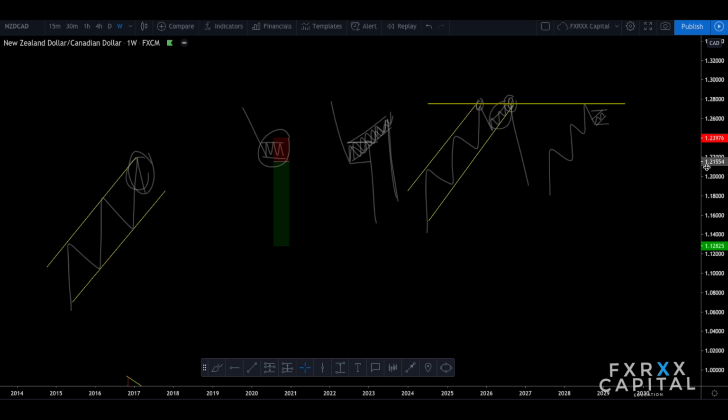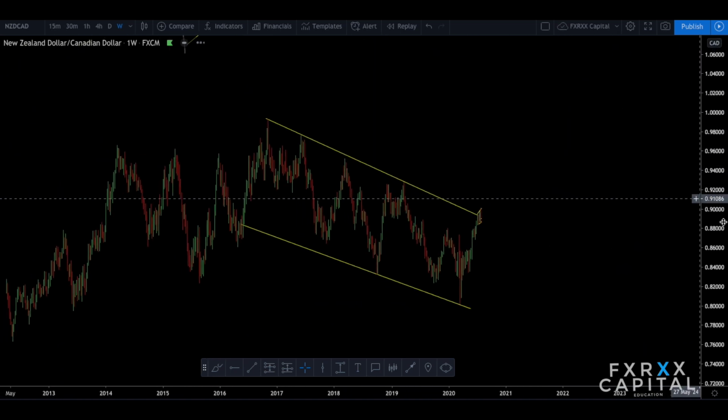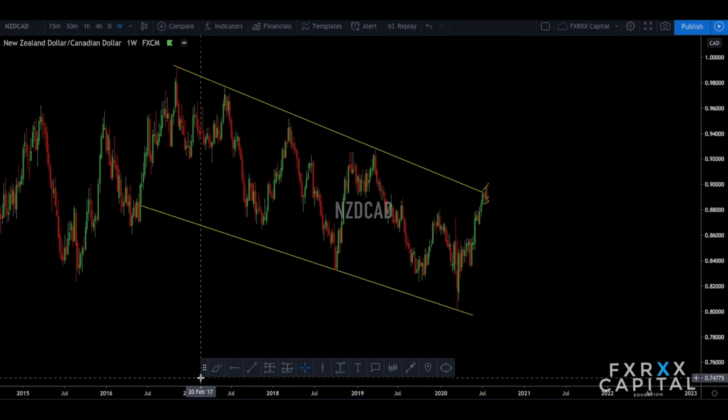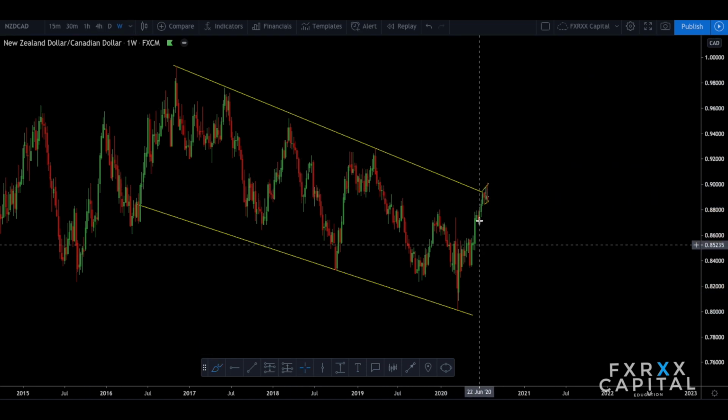We move to our first pair, which is New Zealand CAD. New Zealand CAD, we have had this pair for a few weeks. This is the high time frame, weekly, and we expect price to move down.